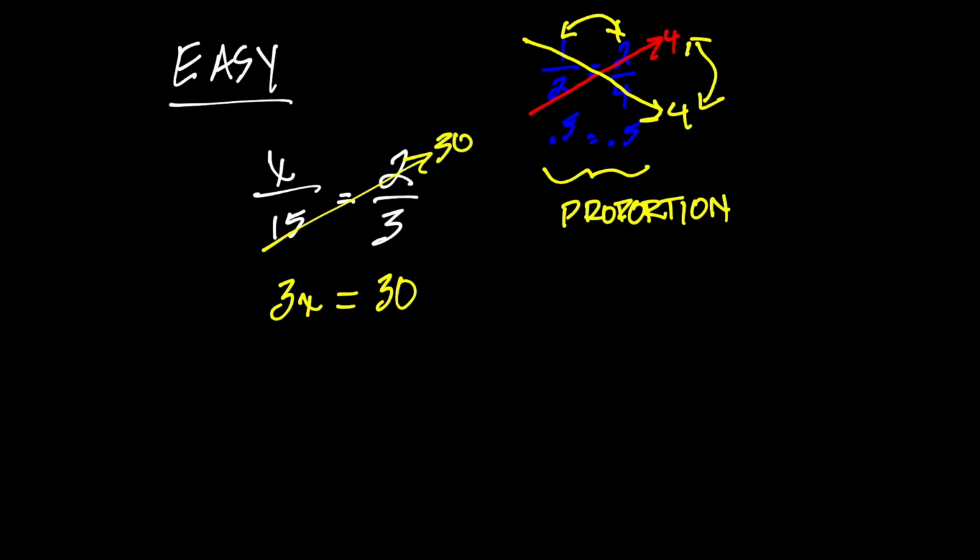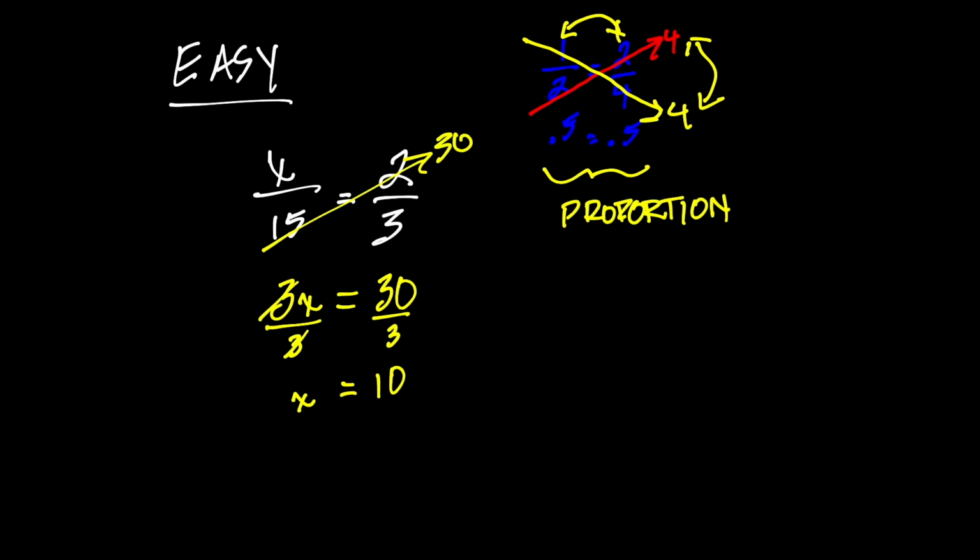Then, to solve this equation, I'm just going to divide both sides by 3. Easy enough to do. 3 divided by 3 is 1, and 30 divided by 3 is 10. So there is a very easy example to show.